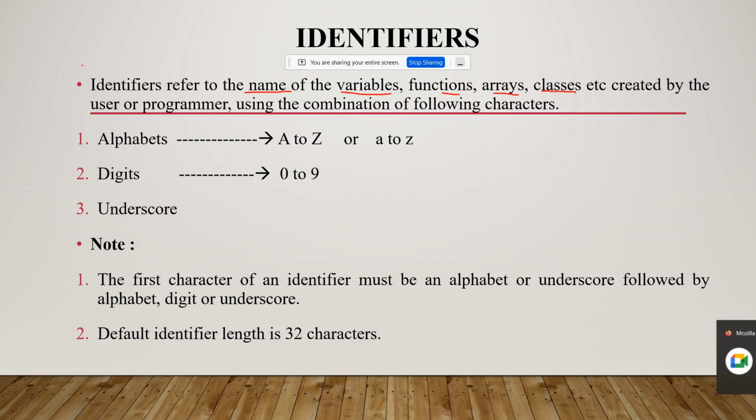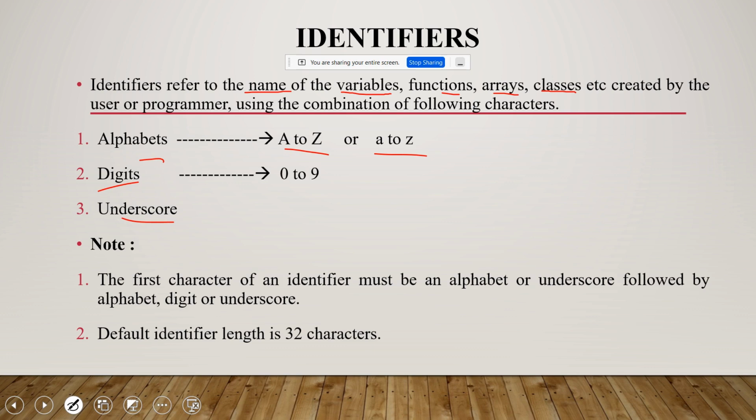It should be alphabets, that means a combination of capital A to Z and small a to z, and it can be a combination of digits. Of course, digits are optional. We can give numbers or not, but we must give alphabets. We can also use underscore.